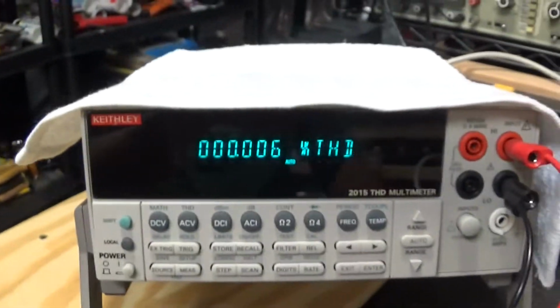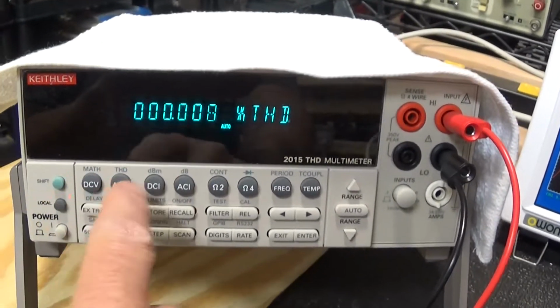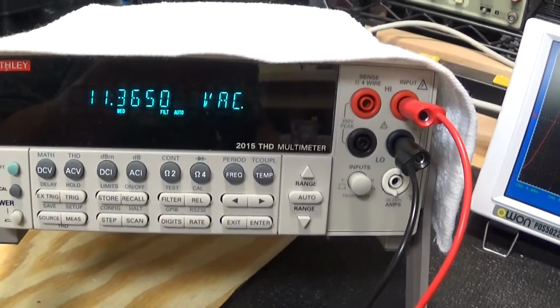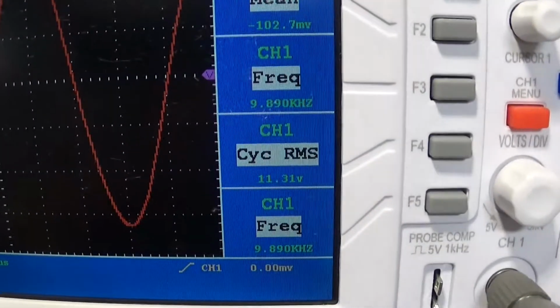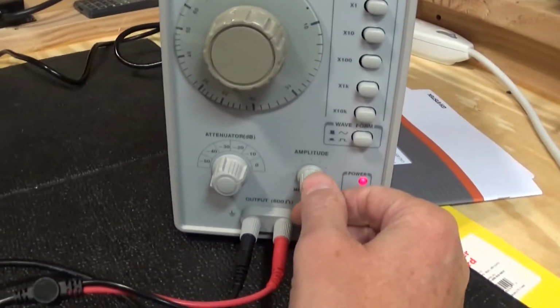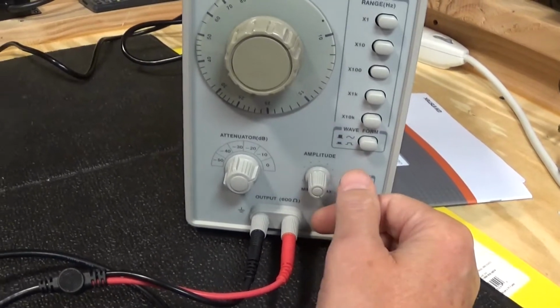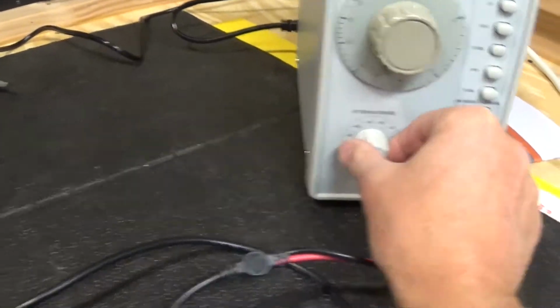We still have the same amount of THD, just about. That didn't change. Let's see what this accurate voltage reading gives us. 11.365 volts, and that's pretty much what the scope says. So we can get up past 11 volts. I typically, for audio use, have little need for that, but that's nice to know. And of course the attenuator will step it.